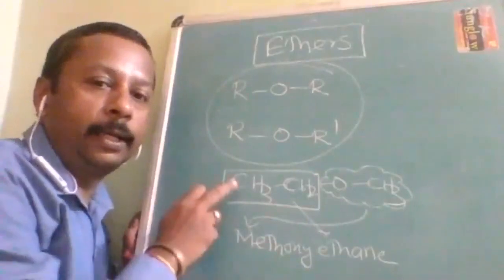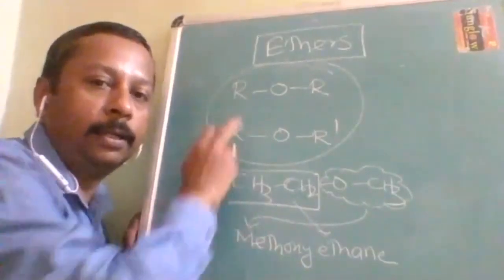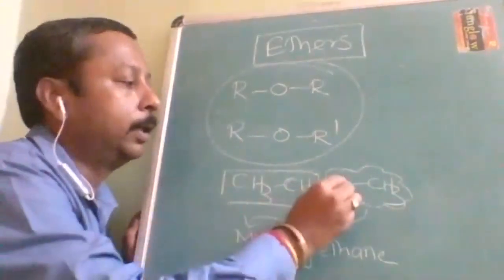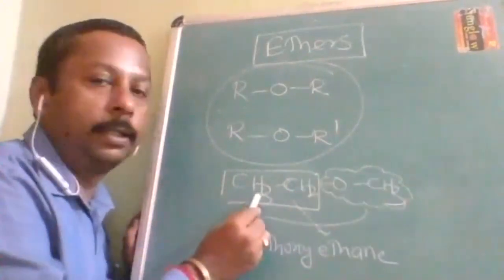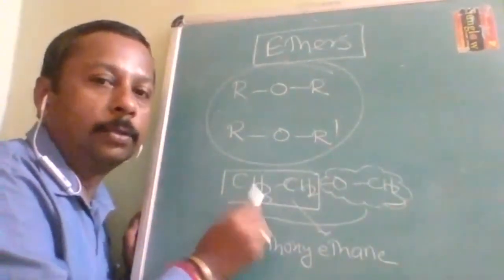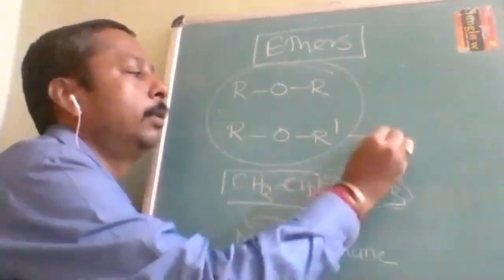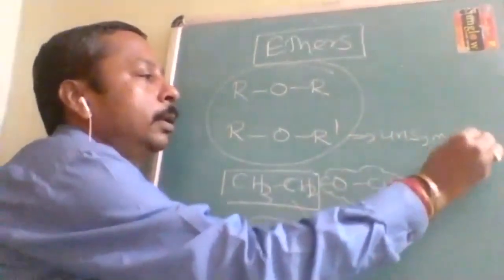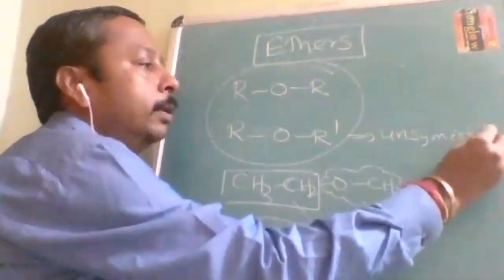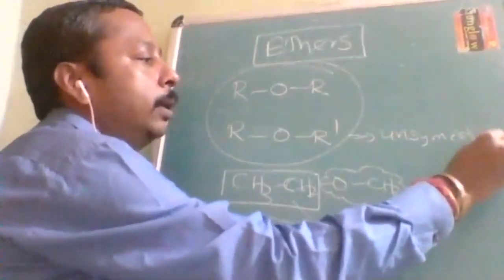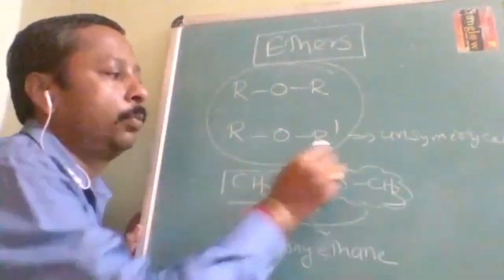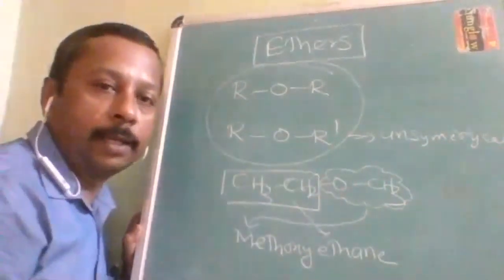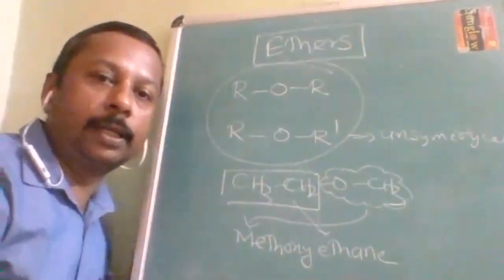When you classify it into different forms, on one side it is a methyl and on the other side it is an ethyl group. So this type of ether is called an unsymmetrical ether. What is it called? Unsymmetrical ethers. Because both alkyl groups attached to the divalent oxygen are different.